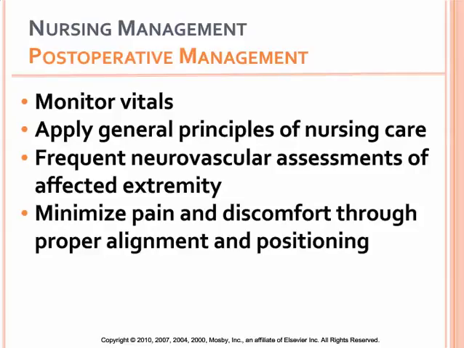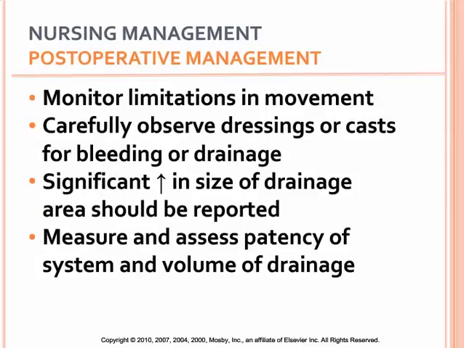Postoperatively, you're going to monitor vital signs and apply general principles of nursing care for postoperative patients. You'll perform frequent neuromuscular assessments of the affected extremity and minimize pain and discomfort through proper alignment and positioning. You'll monitor limitations in movement, carefully observe dressings or casts for bleeding or drainage. Any significant increase in the size of the drainage areas should be reported, and you should measure and assess the patency of the system and any volume if there's drainage.